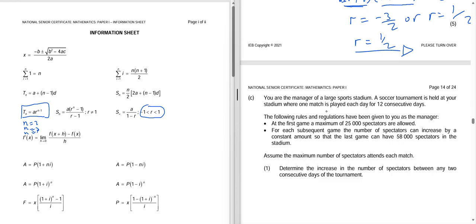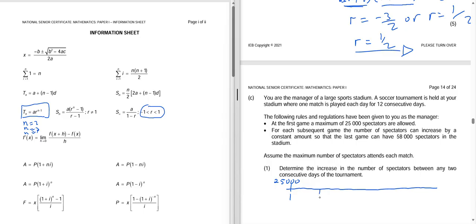You are the manager of a large sports stadium. A soccer tournament is held at the stadium where one match is played each day for 12 consecutive days, right? The following rules and regulations have been given to you as the manager. At the first game, a maximum of 25,000 spectators are allowed. So let's try to put it down. On the first day, 25,000 spectators are allowed.